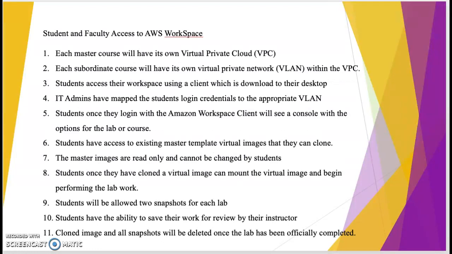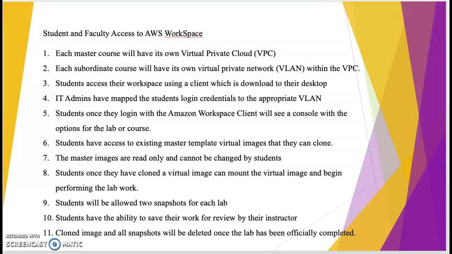As the Amazon Workspace is configured, department heads work with information technology to ensure that these workspaces are configured appropriately. Administrators are mapping out courses based on the requirements of the instructors. Each master course has its own virtual private cloud. Each subordinate course will have its own virtual private LAN within the VPC. So it's very possible for every VPC to have multiple sub VLANs that are dedicated to the course.